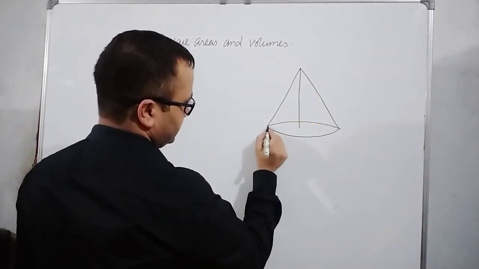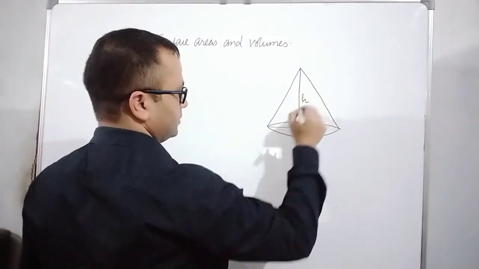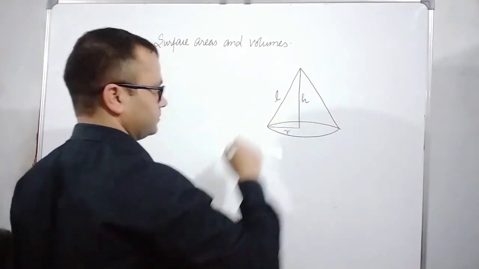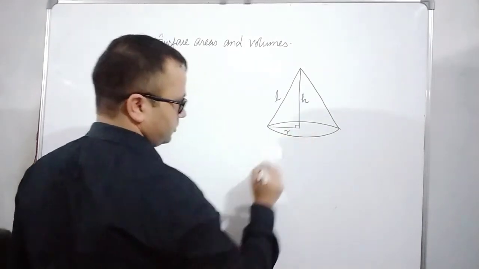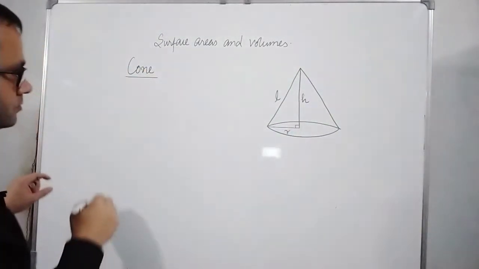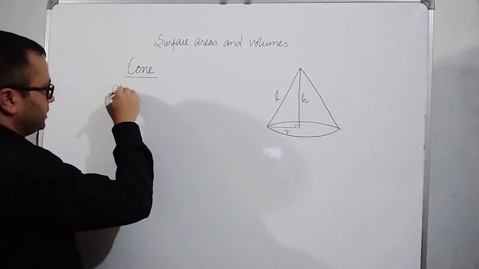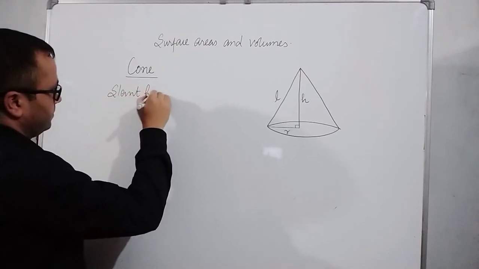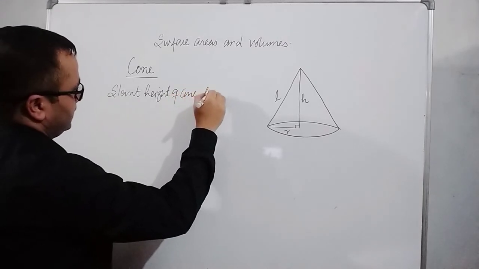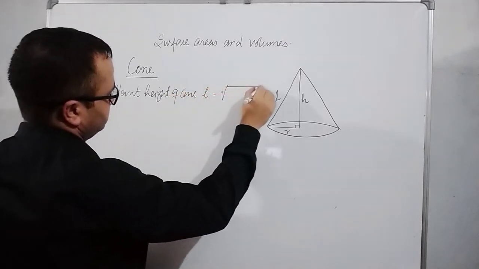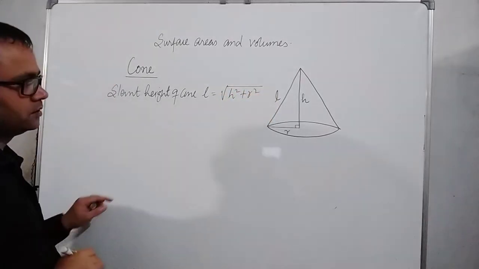So it has radius, height and slant height L. So it is 90 degree perpendicular. First we will calculate the slant height of cone by using Pythagoras theorem. Slant height of cone L equals to root under h square plus r square. So it is Pythagoras theorem.